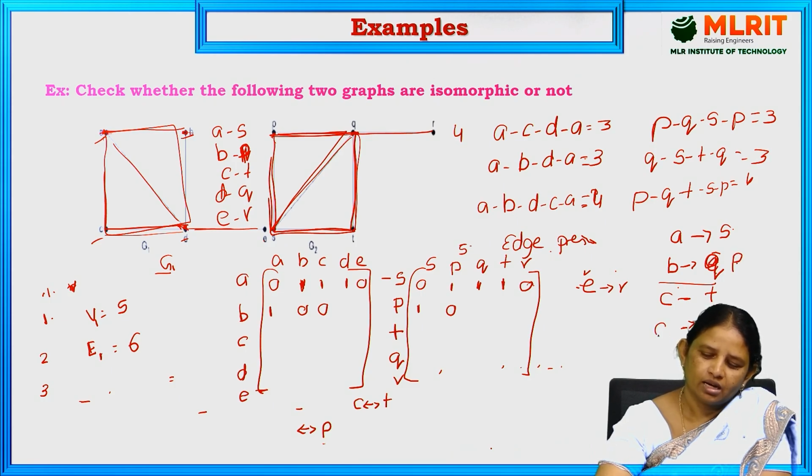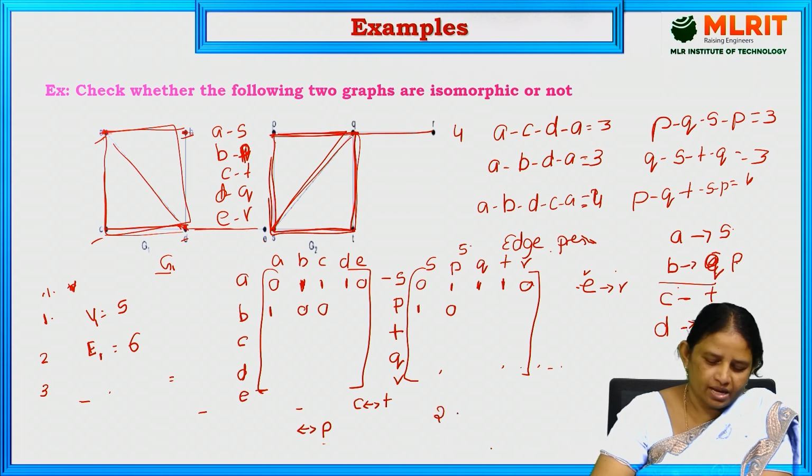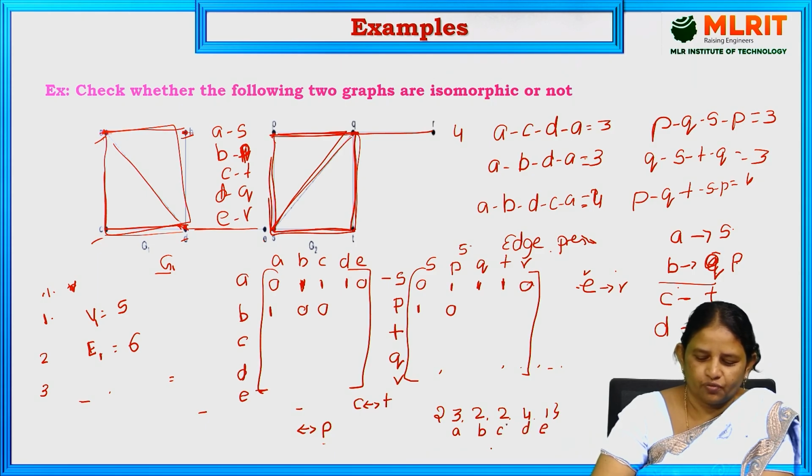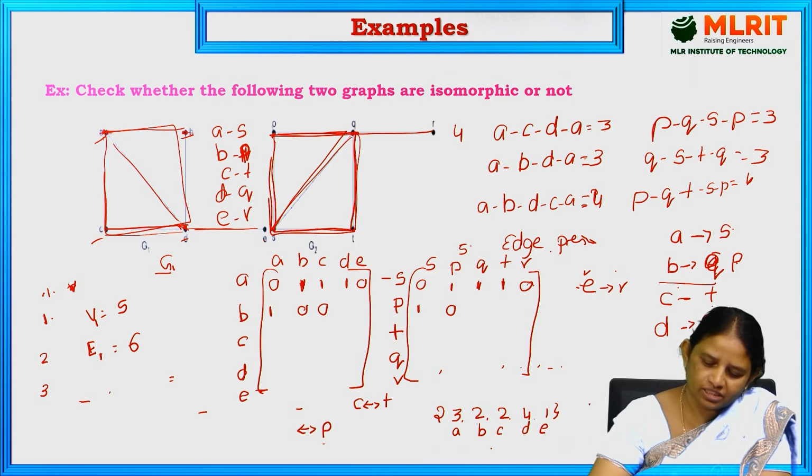Then what are the cycle lengths of A, B, C, D, E? A is 3, B is 2, C is 2, D is 4 and E is 1. So if this is not satisfied, we have to check other changes. That is P, Q or S, T. What is P, Q or S, T?